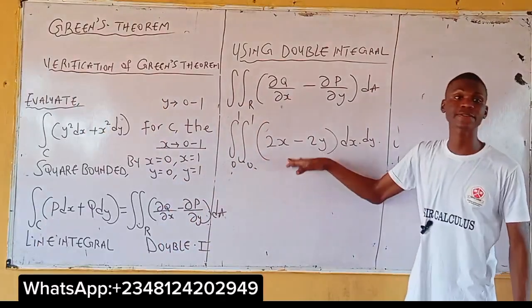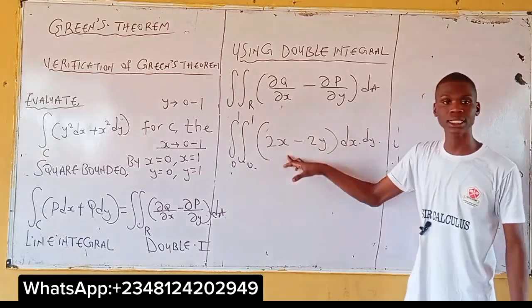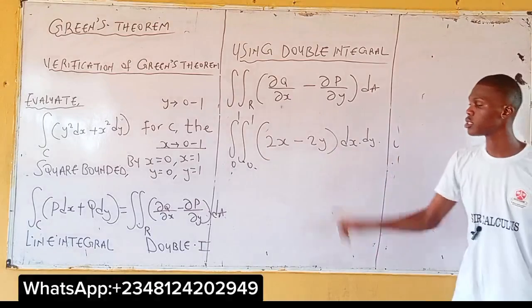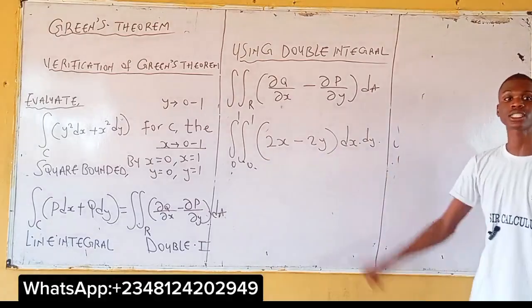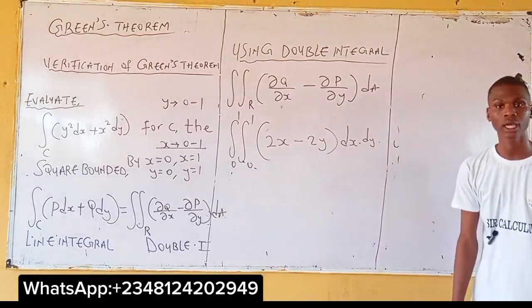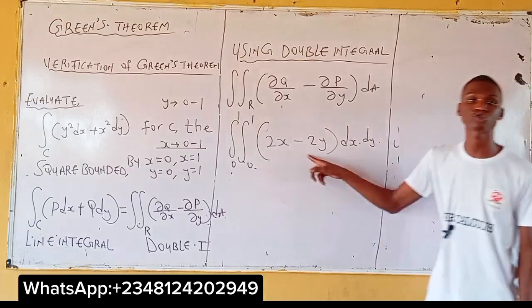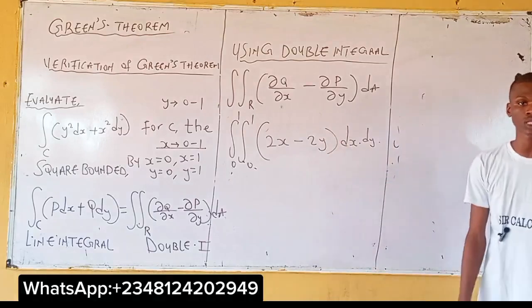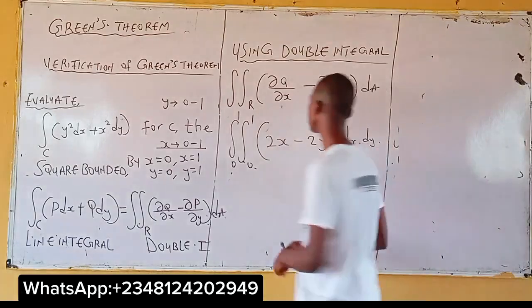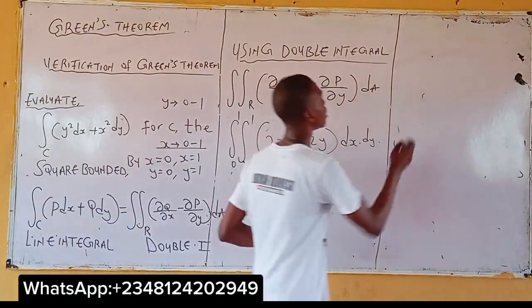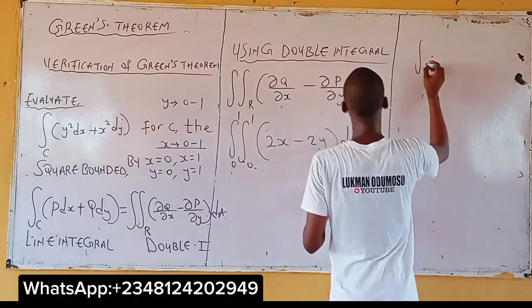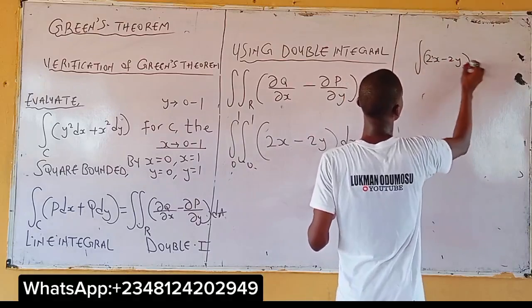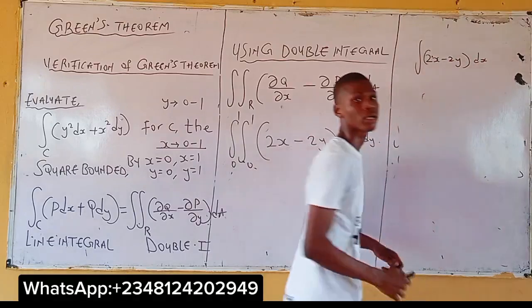We are integrating this function, meaning 2x minus 2y. We are integrating it twice. The first one is with respect to x, and the second one is what? With respect to y. We are integrating 2x minus 2y with respect to what? X, and we are also integrating with respect to what? Y. Now let's integrate with respect to x. What's our answer? Integrate 2x minus 2y with respect to x. That becomes what? Let's integrate.